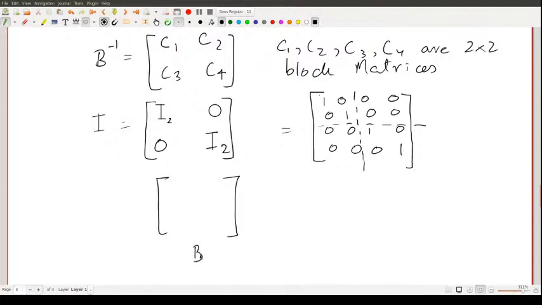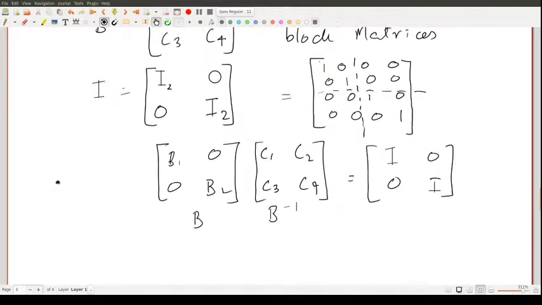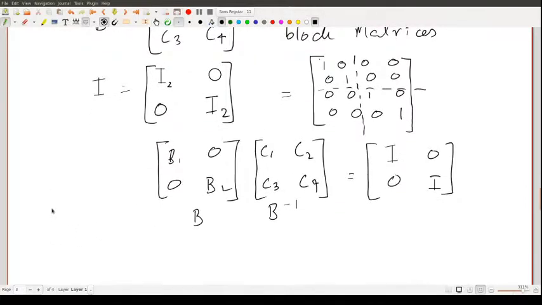Let's now do B times B inverse is equal to I, 0, 0, I. So we have B1, 0, 0, B2, and C1, C2, C3, C4. One way to think about this is, just naively, I can assert that this is a diagonal matrix being multiplied by a dense matrix and giving me a diagonal matrix. Something tells me that this is also going to be a diagonal matrix, right? The inverse of a diagonal matrix has to be a diagonal matrix, right?